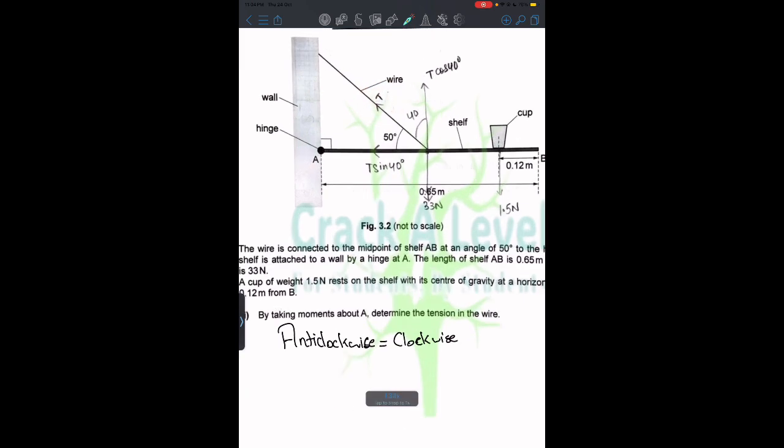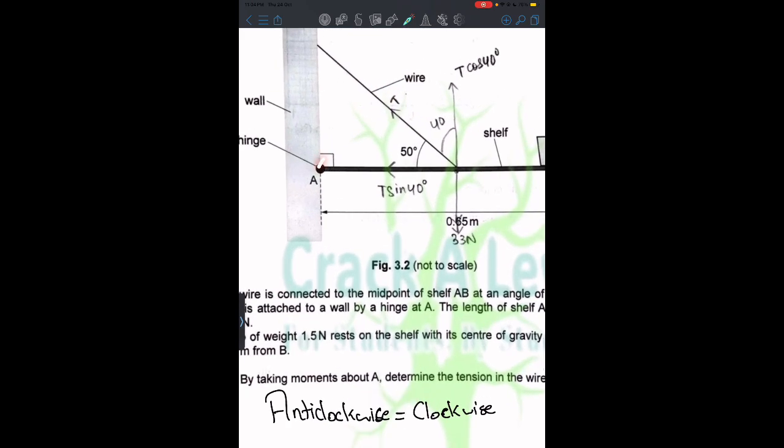Now there are two ways you can solve it, because moment by definition is the force and the perpendicular distance from the pivot. If you look at here, this is the parallel, this is the perpendicular. If you want to just use T, you need to find this distance, because this distance is perpendicular to T.